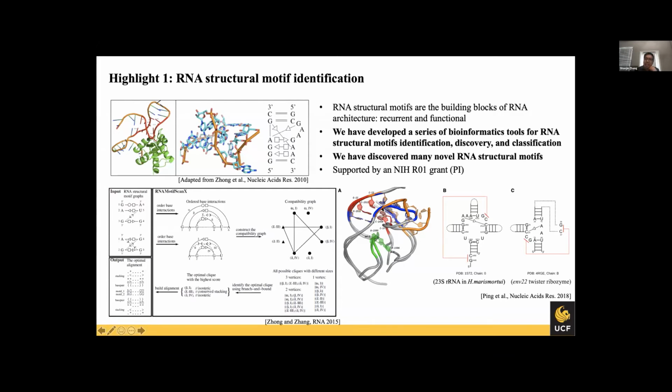Here's another example showing a new motif we discovered using our tools. Here are 2 multi-loop regions, one in the ribosomal RNA, another in a twister ribozyme. The future for this project is to build a database for all the known motifs, new motifs, and existing motifs we have discovered, so that we can provide that to biologists or biomedical scientists. They can use the motifs to design new RNA and also try to understand their functionalities.